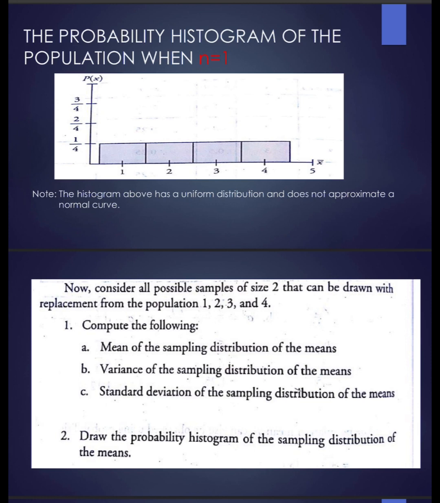So our probability histogram looks like this. On the horizontal part, we have the population values 1, 2, 3, 4. On the vertical part, we have the probability of x. So as you can see, the histogram has a uniform distribution and does not approximate a normal curve. Why? Because the sample size n is equal to 1. Now, what if the sample size n is equal to 2? That will be our next example.